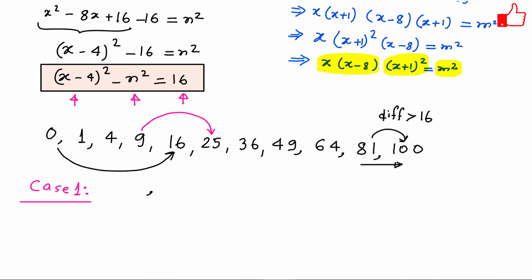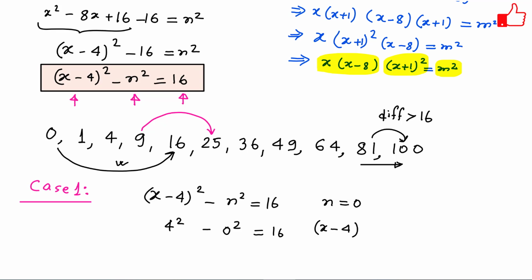I can say (x minus 4) whole square minus n square is equal to 16, and now consider this case, that is 16: 4 square minus 0 square is equal to 16. So from here I can say in this case n is equal to 0 and (x minus 4) whole square is equal to 4 square. This means x minus 4 is equal to plus minus 4. So from here I can say x is equal to 8, that is 4 plus 4, or x is equal to 4 minus 4, that is 0.